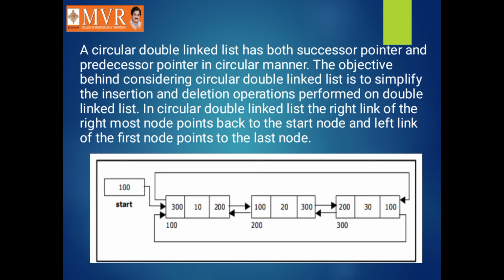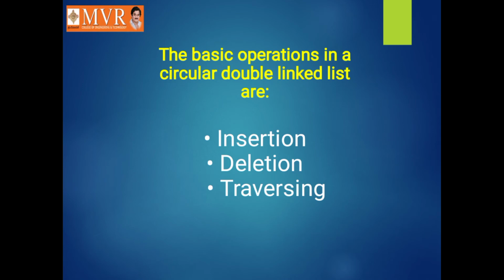It has many advantages over a normal linked list, and the insertion and deletion operations can be performed easily on this circular linked list. Okay, it simplifies the insertion and deletion operations. Now, the basic operations in a circular linked list are: as we have performed insertion, deletion, traversing on single linked list, double linked list, circular single linked list, we can also perform the following operations on a circular double linked list, that is insertion, deletion and traversing.